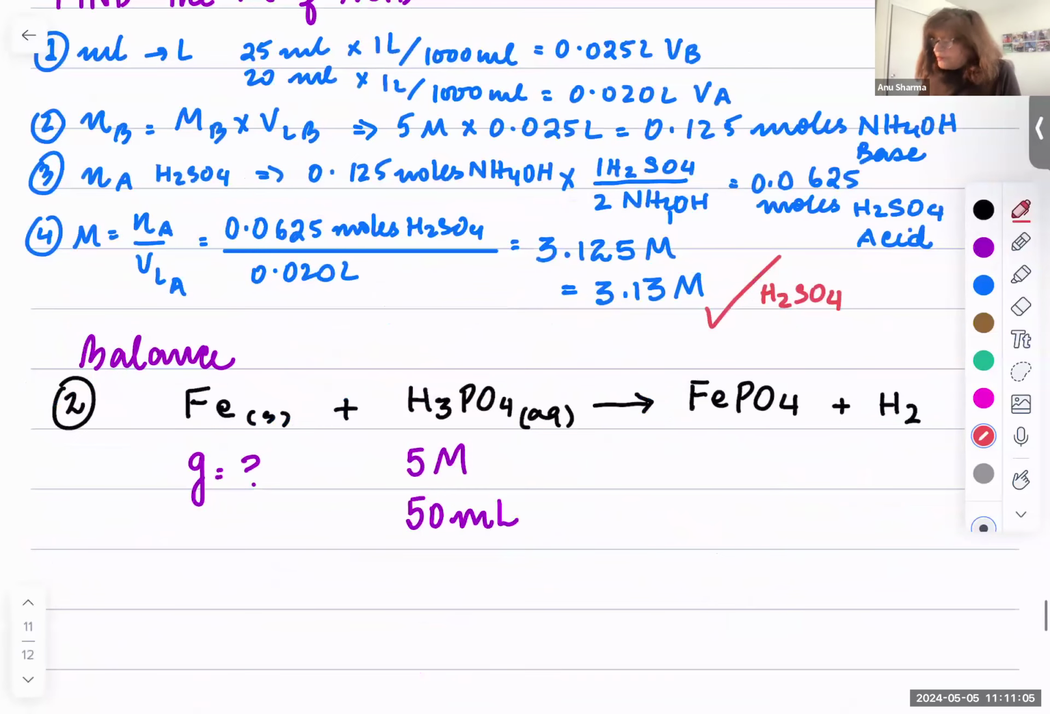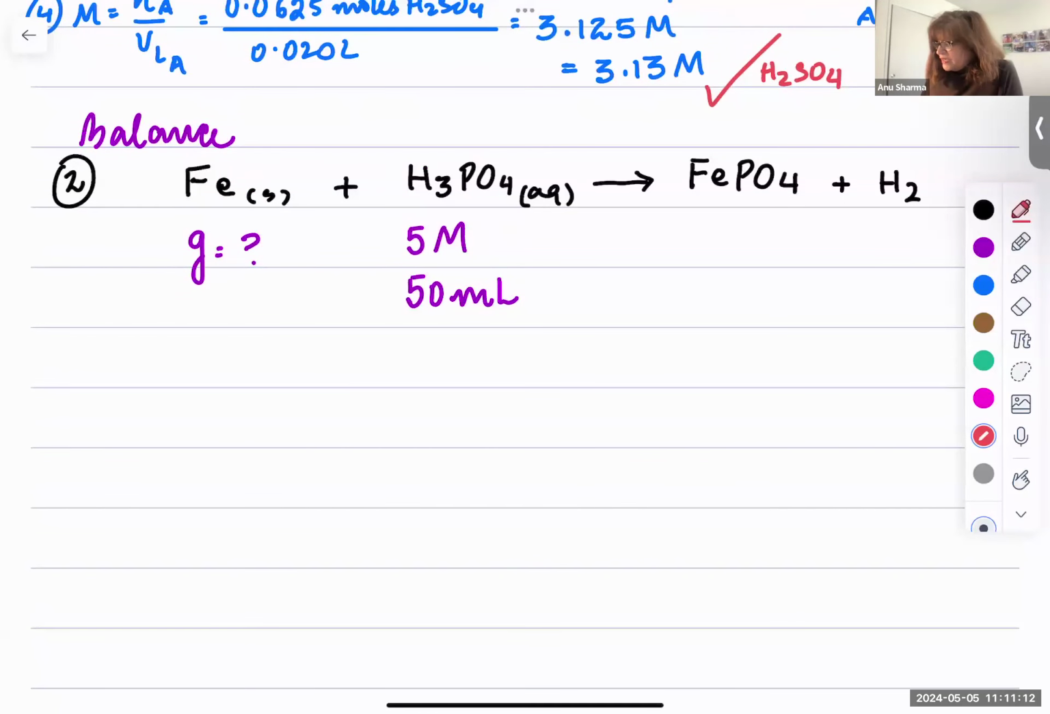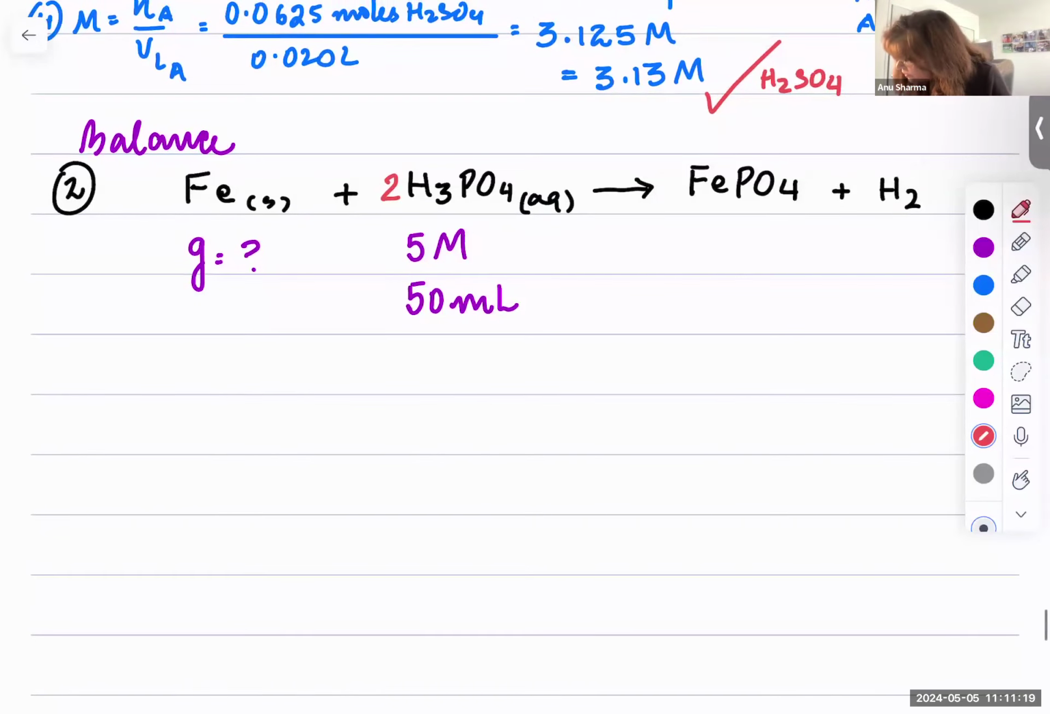Next, let's look at this one. Iron is reacting with phosphoric acid to give you iron phosphate and hydrogen gas. Now here we are going to look at the balancing. So 3 hydrogens, 2 hydrogens. If you put 2 here and you put 3 here, that makes 6 hydrogens. But this 2 also applies to phosphate, so that means there are 2 phosphates. So now you put 2 here and 2 here: 2 irons, 2 phosphates. Everybody balanced it like this?